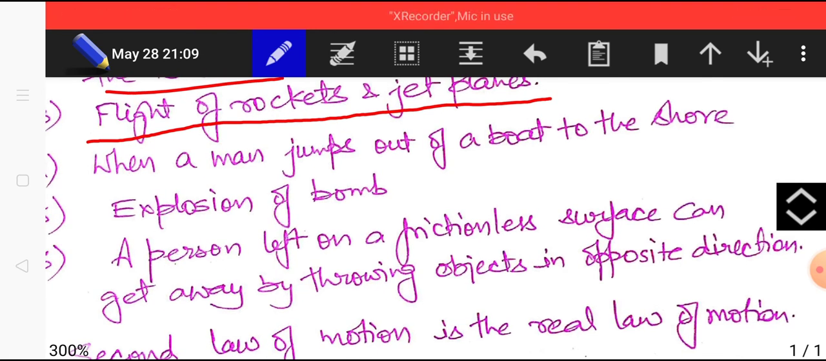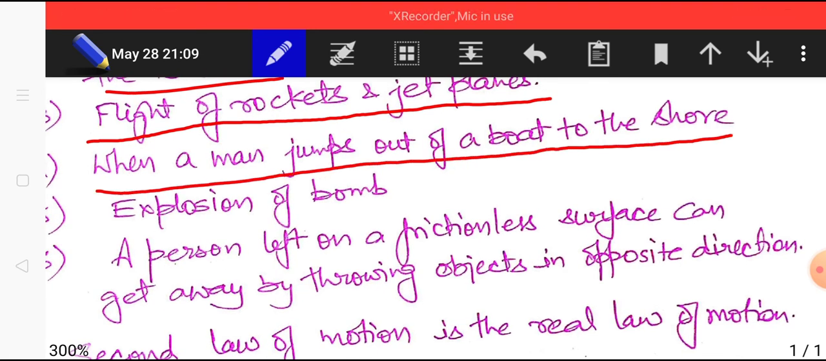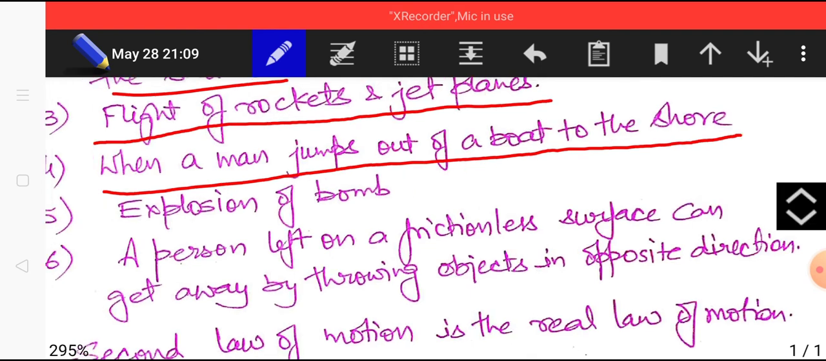When a man jumps out of a boat to the shore, the boat generally moves backward. It is because of momentum conservation, because the person and boat are almost at rest and have zero momentum. When the person moves, the boat moves in the reverse direction, making the sum of the momenta zero.